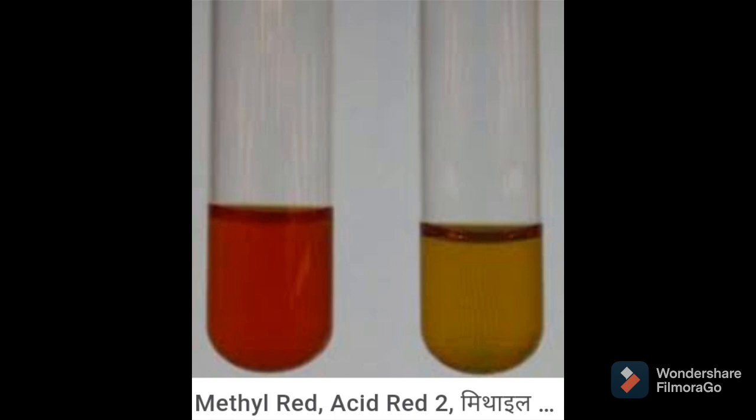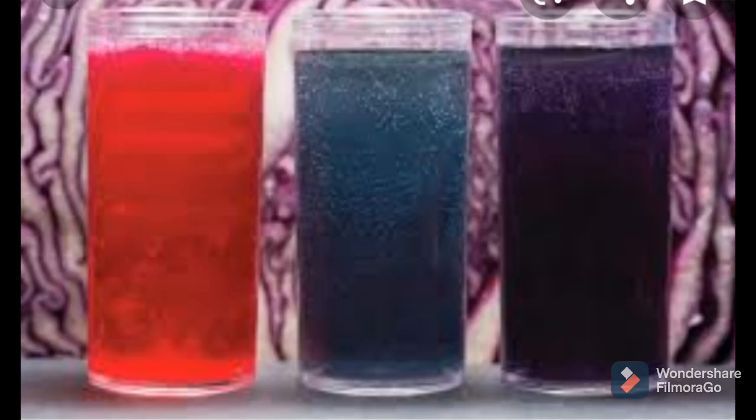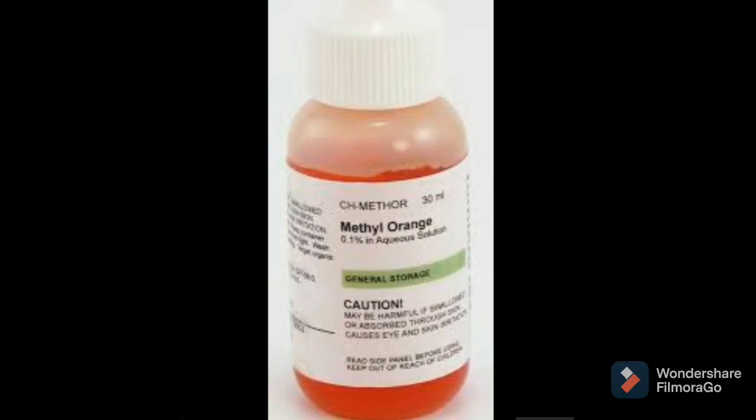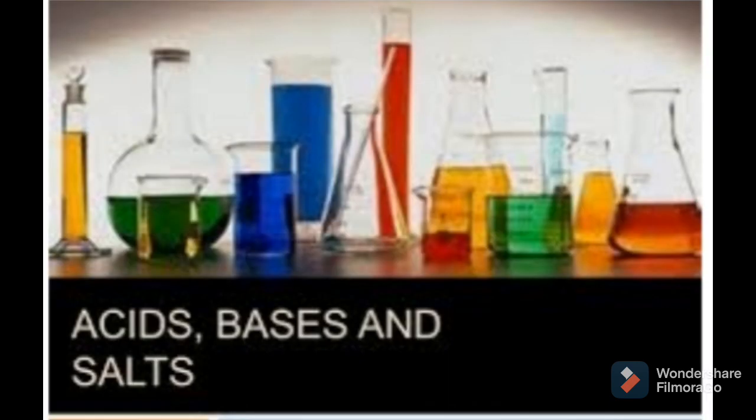Okay, so today we have discussed two different natural indicators, red cabbage and grape juice, and two synthetic indicators, methyl orange and methyl red. By using all these indicators, we can only identify whether the given solution is acid, base or neutral, but we cannot identify the strength of the solution, meaning whether the given acid is concentrated or dilute, or the given base is concentrated or dilute. We can only identify whether the given substance is acid or base.